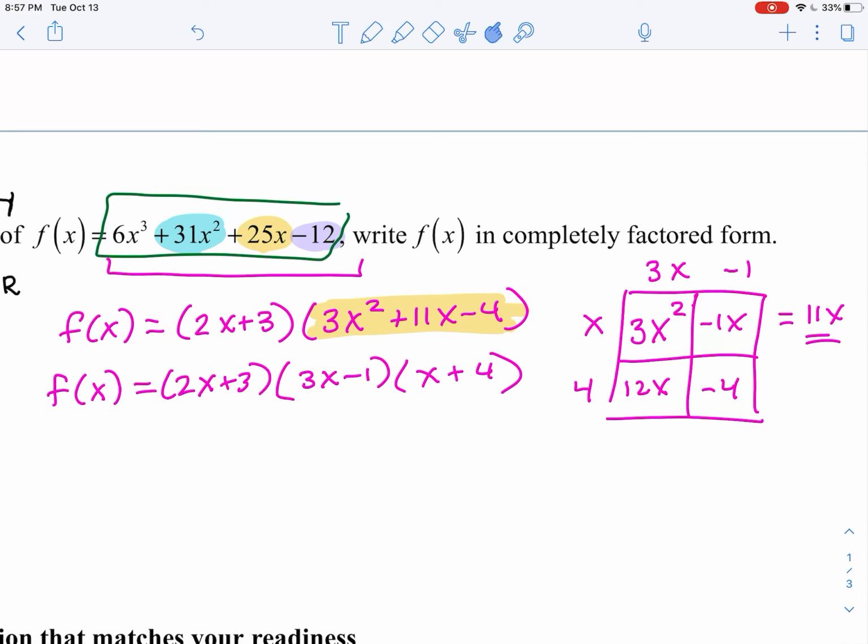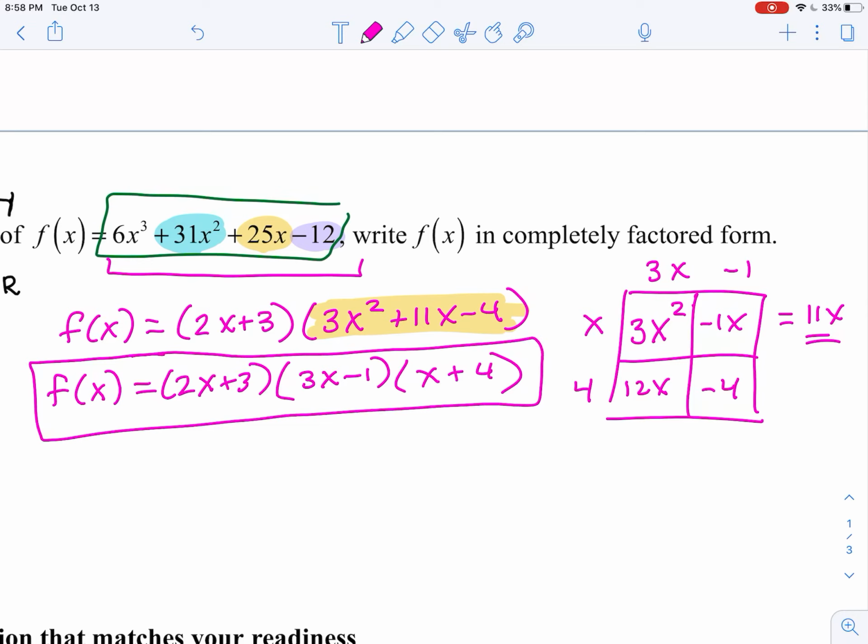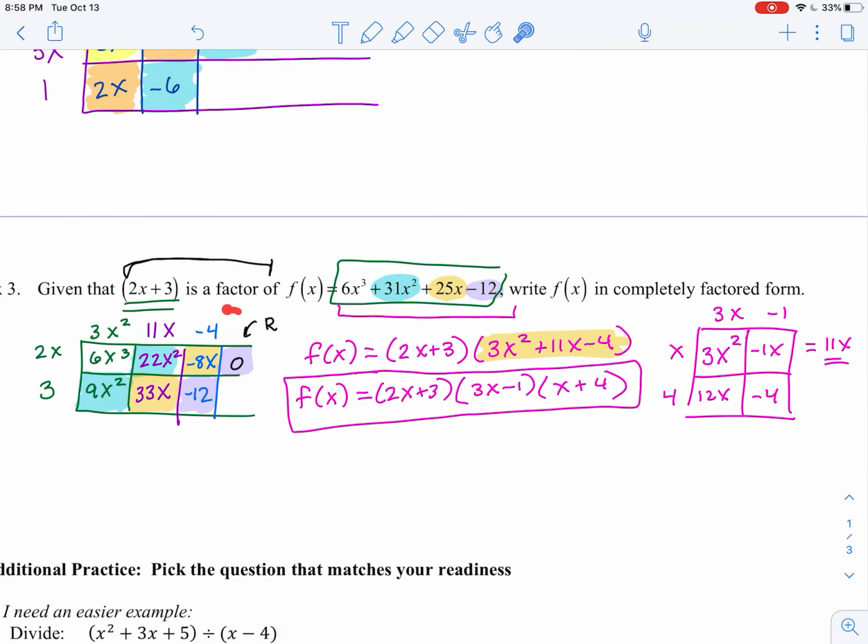Now I'm looking at this, asking myself, can it factor any more? No, these are all degree 1 factors, right? So they can't factor any further. So when this asked me to write it in completely factored form, I used polynomial division so that I could figure out what this other quadratic factor would be, and then I finished factoring using the factoring methods we already know.